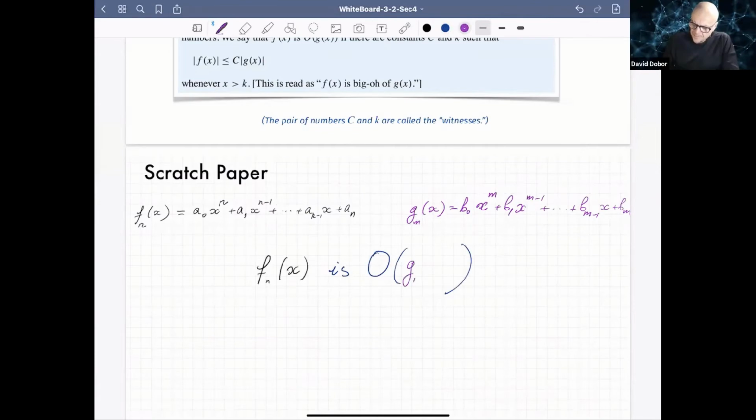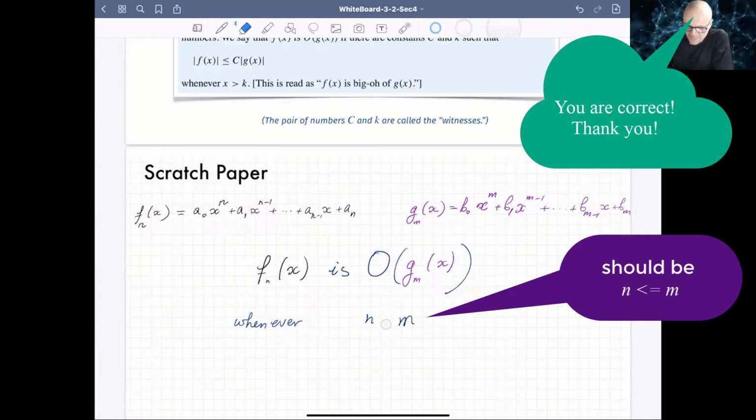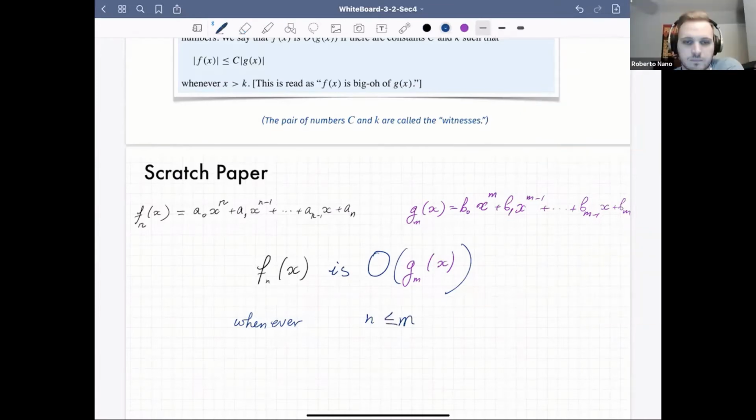This is happening whenever, in fact, n can be equal to m. Whenever n is greater than or equal to m. And this is an if and only if statement. The converse of this is not true. You have said that n is bigger than m. Oh, I'm sorry. Yes, I have lied. That's that way. Thank you. Does that make sense? Okay, so if n is greater than m, then f_n is not big O of g_m. Makes sense, right, to people?